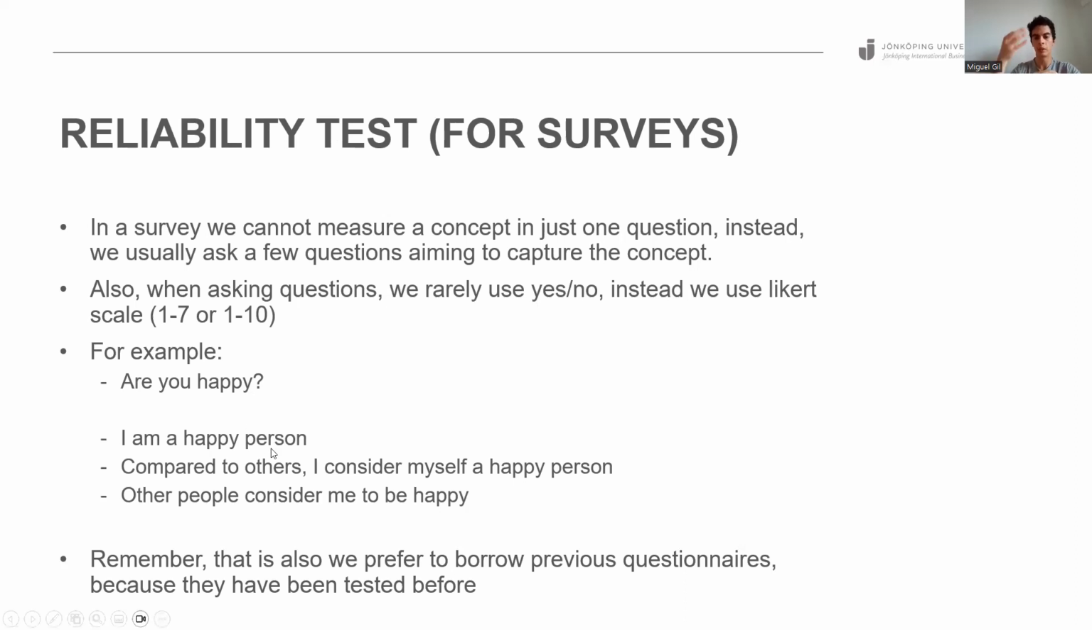And then you have these 3. So instead of 1 question, you have 3. I am a happy person compared to others. I consider myself happy. Other people consider me to be happy. So you have more than one question. You have the Likert scale, and these questions hopefully are also based on previous research. So you have the 3 items for your questions.